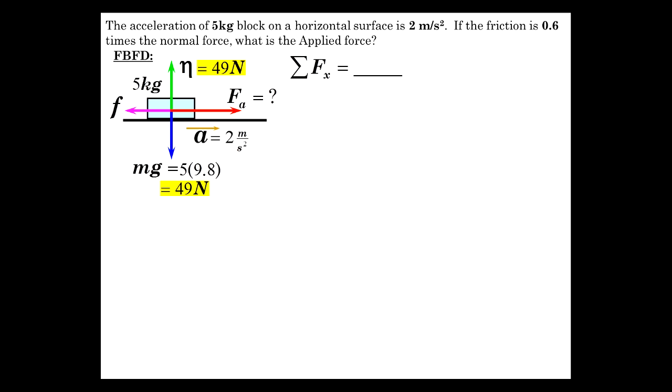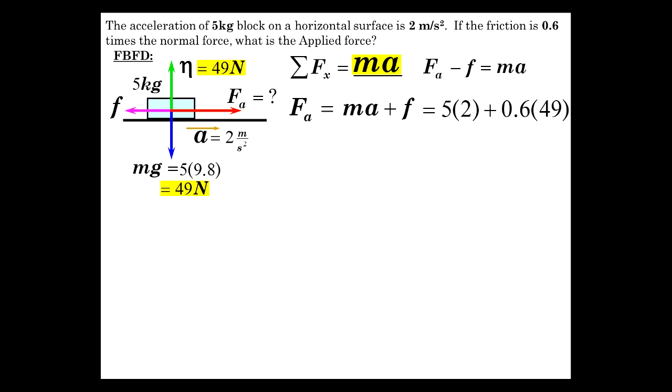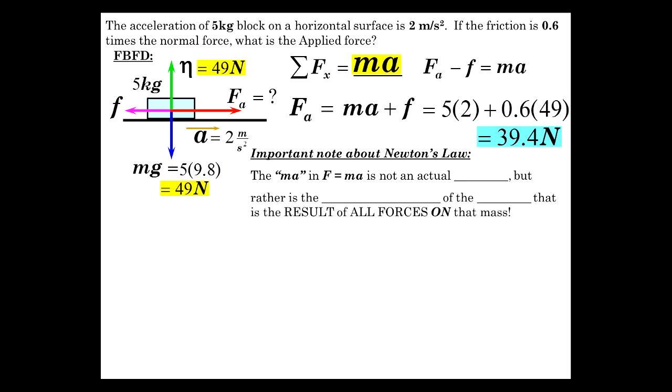So sum of the forces in the x, we know the sum of the forces in the y is 0. And this is ma. So what are the components? Well, it's the applied and the friction opposing it. So Fa minus F is ma. So let's solve for Fa. It's just ma plus F. And m times a given, and friction is 0.6 times 49, 0.6 times the normal, and out pops the answer. That was pretty easy, wasn't it?